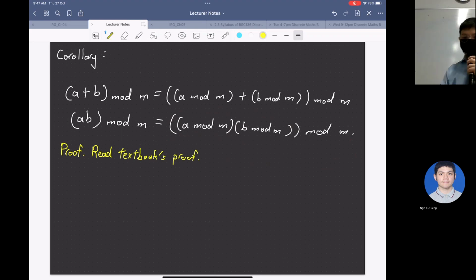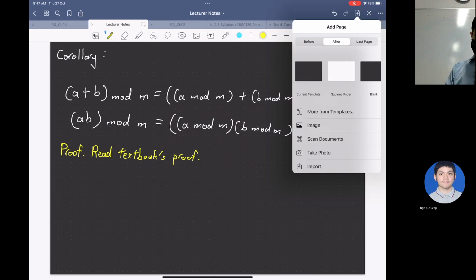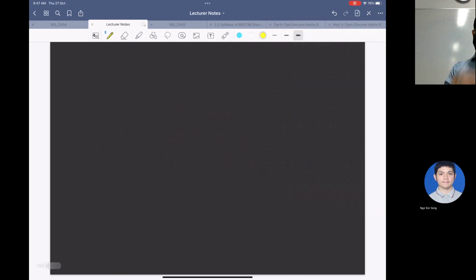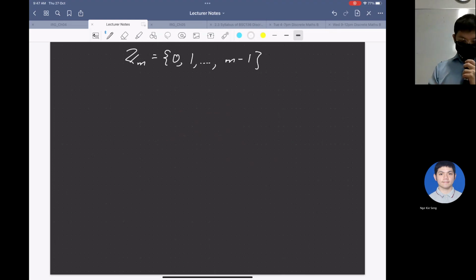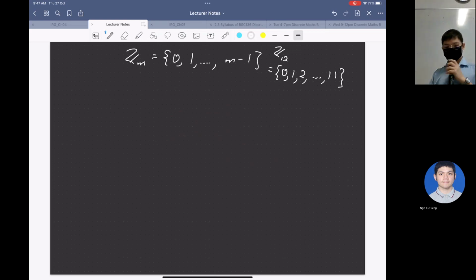So what we have done now is we have built a system, the system Zm. This set contains 0 up to n minus 1. For example, in Z12, we have 0 up to 11. So we build another finite set of integers.